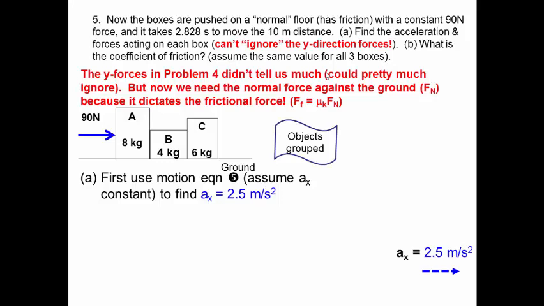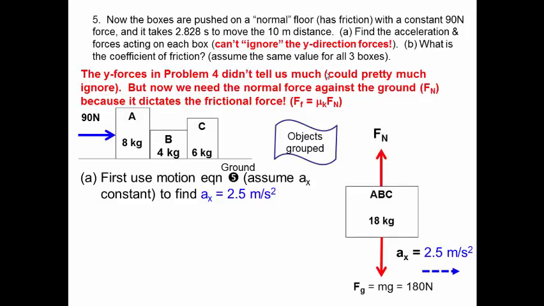I'm going to use a grouped object strategy to solve this. So here's my object, and let's draw our forces. Of course, we have force due to gravity, which is 180 newtons. Our normal force is going to be, since we're not moving in the y direction again, we have static equilibrium, so that'll be 180 newtons as well. Our pushing force is going to be 90 newtons to the right. That was given. And now we do have a frictional force, and that's what we need to find. We need to find the μk.